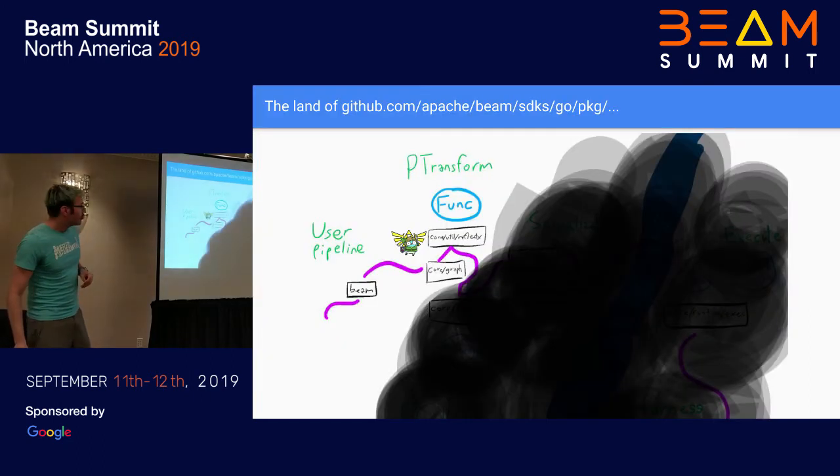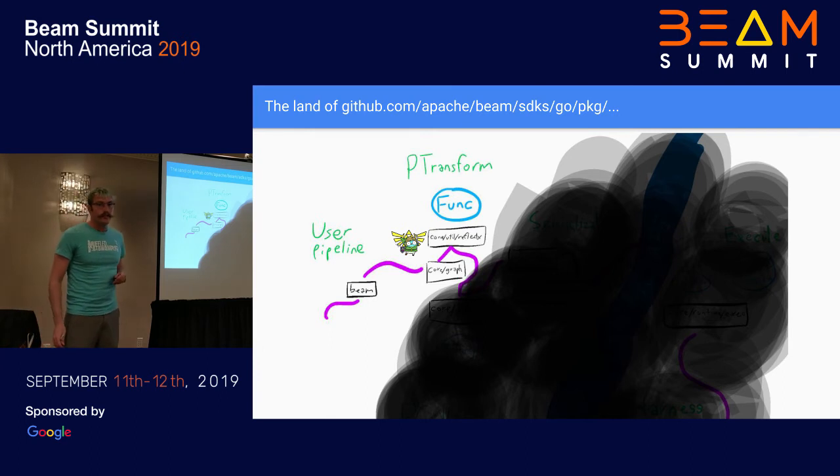So with that, we've left the land of the user pipeline and what most end users of the Go SDK will end up using. So now we need to answer the question of how the heck do we actually get it to work? Because right now we've specified what we want and what parts we want, but not how we're actually going to execute it.